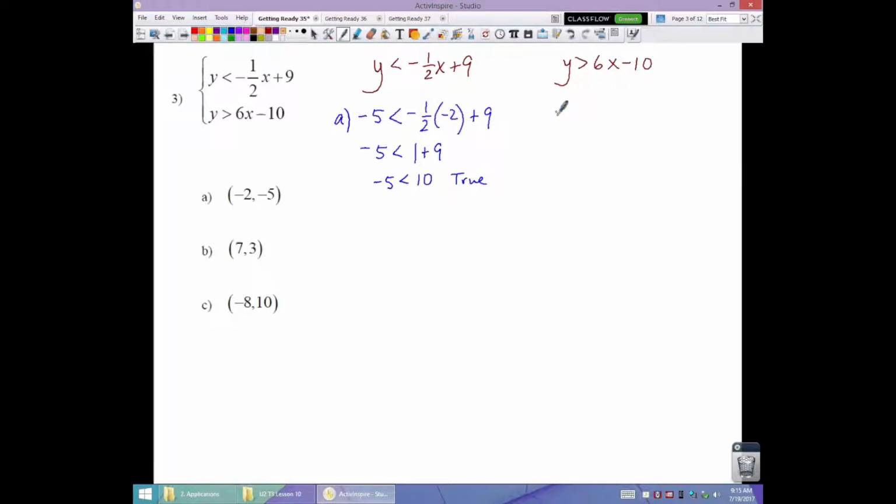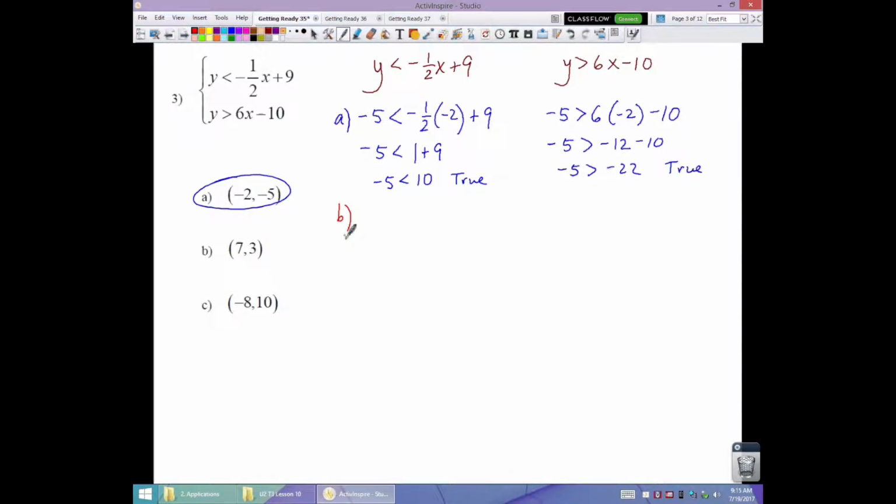So we have to go ahead and try the second inequality. Replace y with negative 5: is negative 5 greater than 6 times negative 2 minus 10? So negative 5 is greater than 6 times negative 2, which is negative 12, minus 10. So negative 5 is greater than negative 22, also true. So A, the point negative 2, negative 5 is a solution.